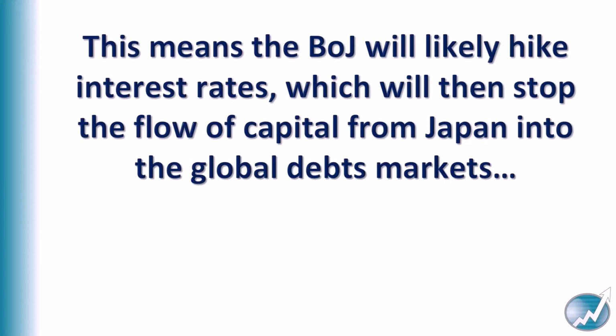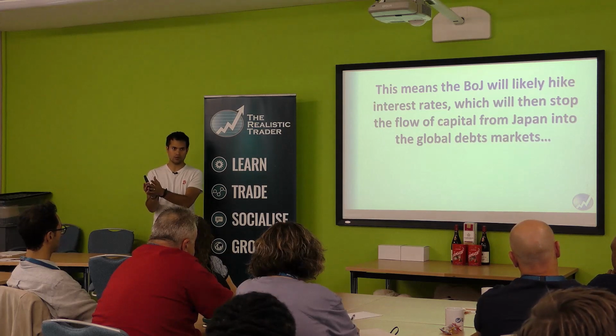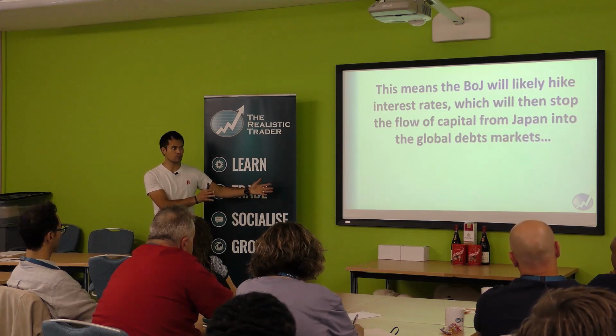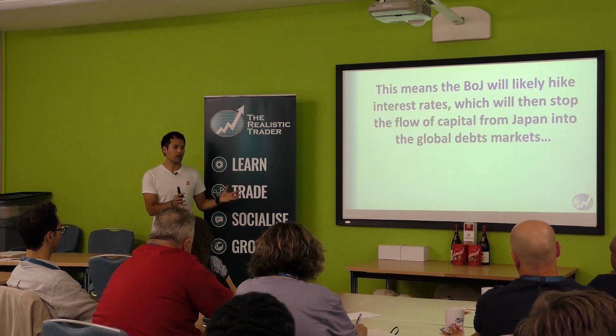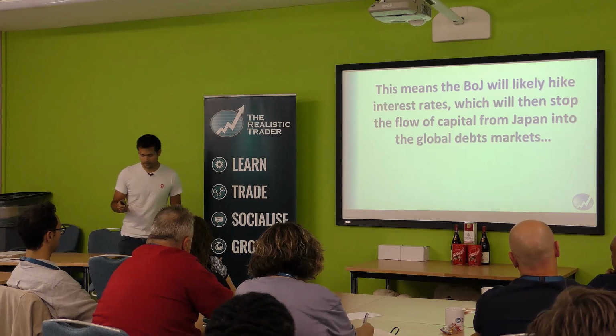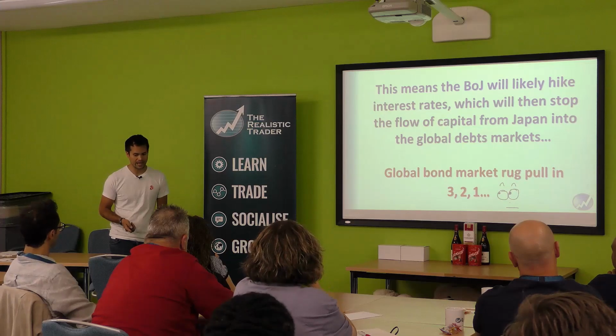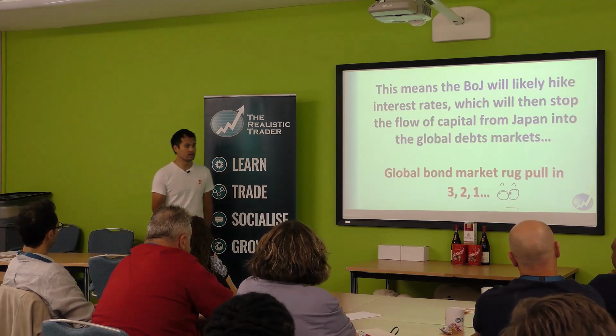That's going to not stop, but dramatically slow the amount of capital flowing from Japan to the rest of the world. Japan is holding up the whole global bond market right now, and it has done for the last 5 years. So what then happens is global bond market rug pull in 3, 2, 1, imminent, technically. And they've already started this.